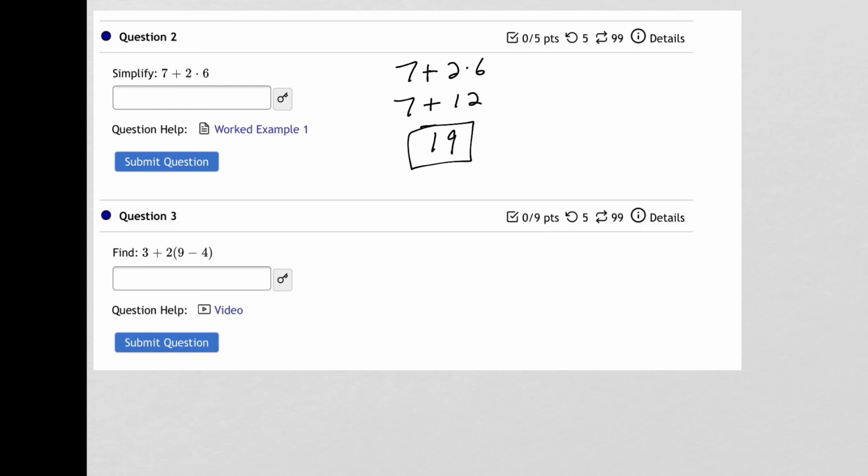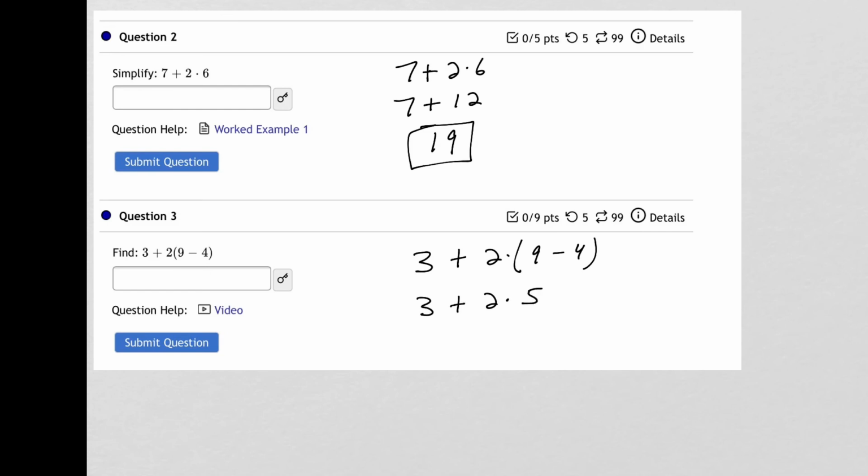In the next question, I have 3 plus 2 times the quantity 9 minus 4. Again, don't forget, this means when the 2 is out front of the parentheses, it means multiplication. So order of operations, right? PEMDAS. I need to do parentheses. So within parentheses, I have just subtraction. So I can do that subtraction. That's going to be 5.